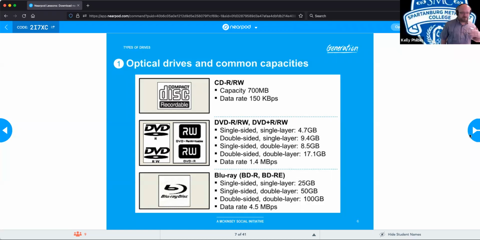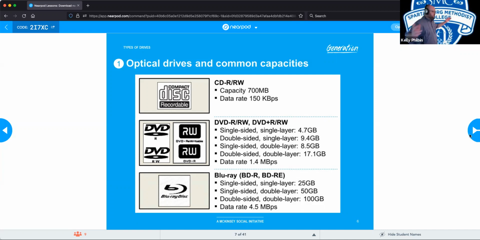They only have 3 different versions. That gets you single side, single layer, single side, double layer, and double side, double layer. So it went from 25 up to 100. Also, your data rate is much faster as well.